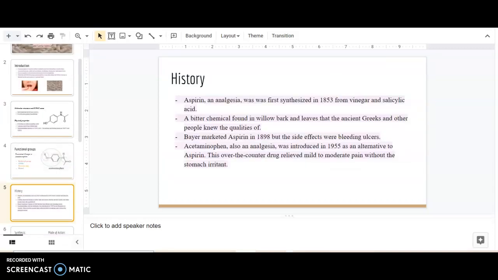The history of acetaminophen: it started out as aspirin, which was first synthesized in 1853 from vinegar and salicylic acid. It's a bitter chemical found in willow bark and leaves that the ancient Greeks and other people around the world knew about. Bayer marketed aspirin in 1898, but the side effects were bleeding ulcers. So acetaminophen was introduced in 1955 as an alternative to aspirin. This over-the-counter drug relieved mild to moderate pain without the stomach irritant.